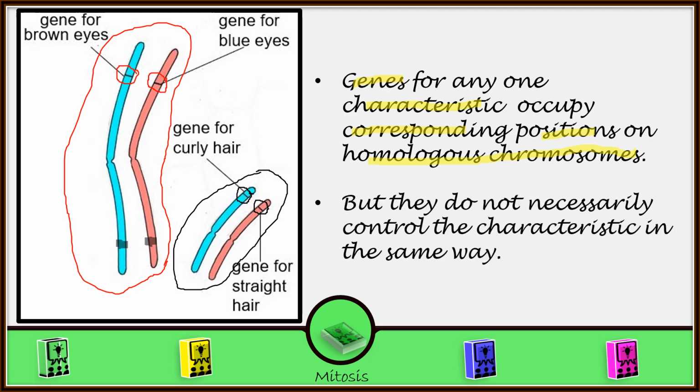But they do not necessarily control the characteristic in the same way. It's not that because they are controlling the same characteristic, they will control it in the same way. No, it may not necessarily be that way. For example, here it is a gene for brown eyes, whereas here it is a gene for blue eyes. They are different. Sometimes they may be the same, but another time they may be different. For example, here it is a gene for curly hair, and here it is a gene for straight hair.